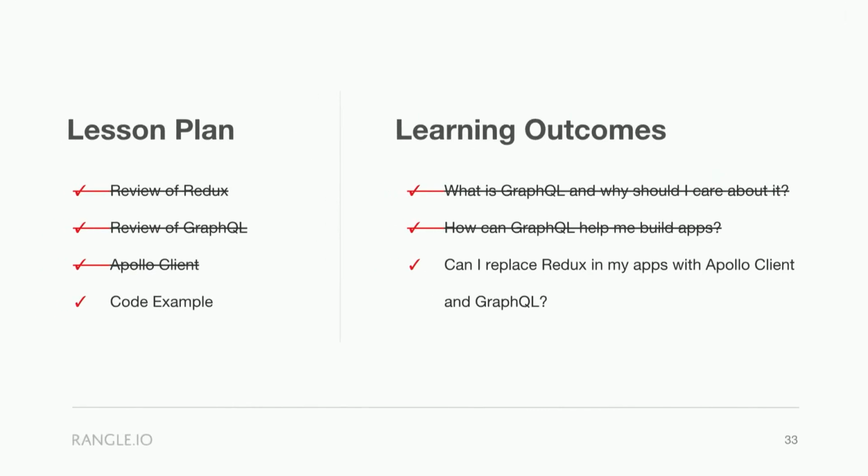So just to review now, we've talked about Redux, talked about GraphQL, as well as the Apollo client. We've looked at what is GraphQL, a query language for your API. Why should I care about it? Well, it's an alternative to REST. There's some advantages there, such as the nested queries and shaving your payload size. And then how can GraphQL help me build applications?